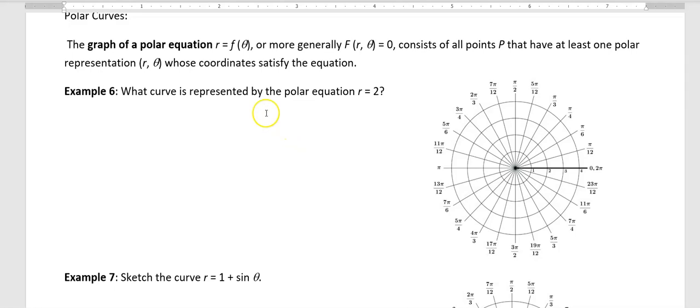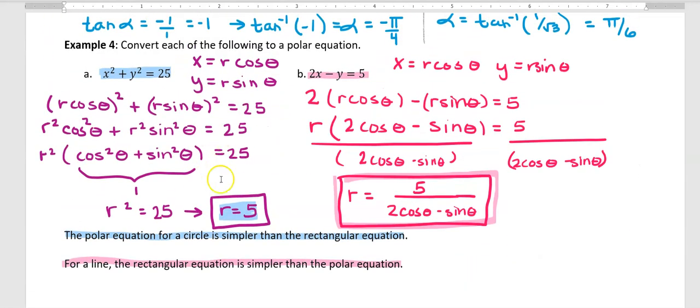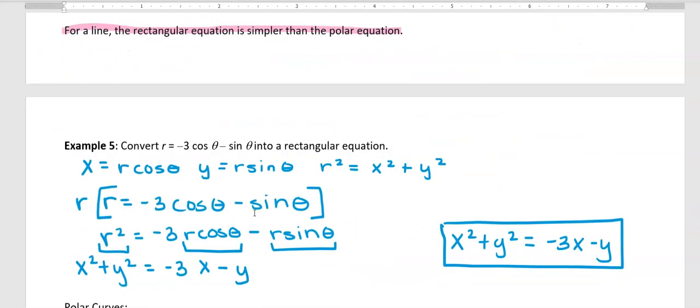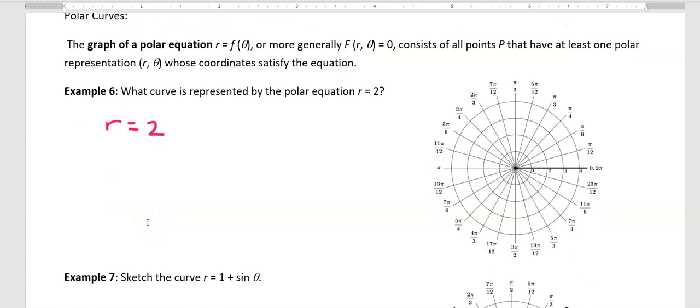Example 6 is kind of fun because, and I know that sounds silly, something is fun, right? But here we have the equation r equals 2. And this is saying that r is always equal to 2. And it's saying what curve is represented by the polar equation r equals 2. Well, if you remember before when we converted an equation and we got r equals 5, we said that that was an equation of a circle above in example 4a. And so we knew that this was the equation of a circle. So r equals 5 is a circle. So guess what this curve is also going to be? A circle. But its radius is going to be 2.